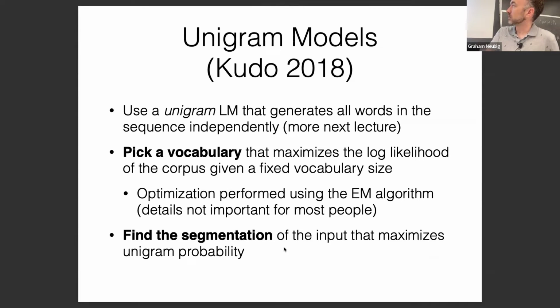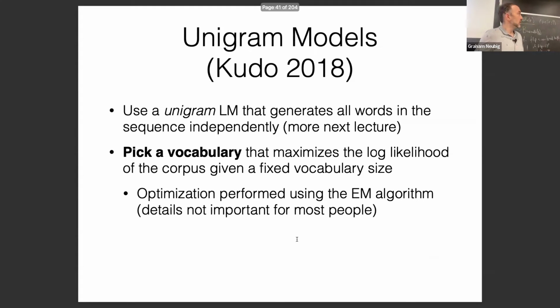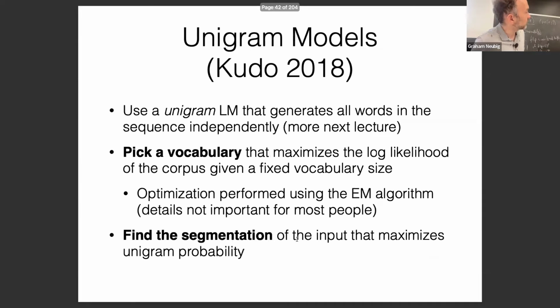For the unigram model, usually you find the segmentation that maximizes the unigram probability, and there's a dynamic programming algorithm that allows you to do this. Cool. For BPE, how do we decide how long we want to merge? Great question. For both of these, you need to pick a vocabulary size that you want. And usually you pick something like 32K or 64K.